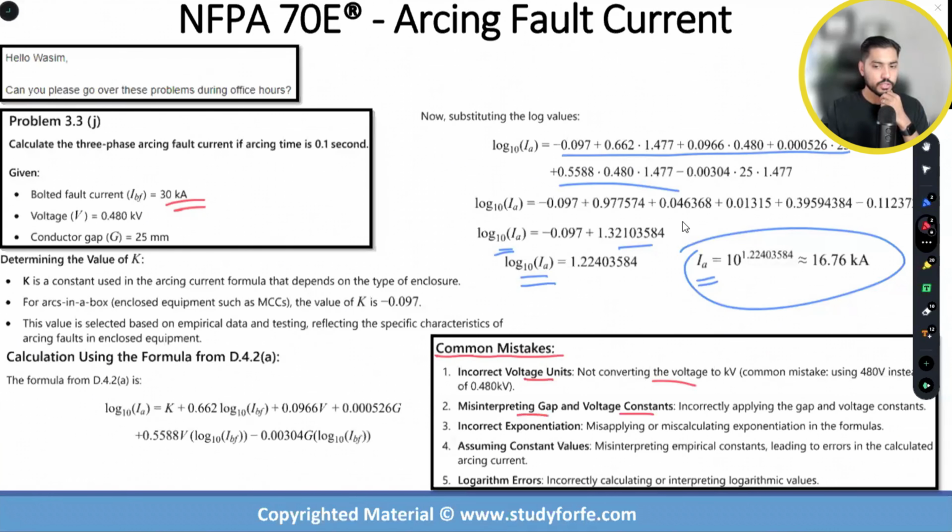Misinterpreting gap and voltage constants. So we have to extract the values for the constants based on the scenario that is given to us. Incorrect exponentiation, right? And logarithmic error. So they basically go hand in hand. When you are applying the exponents, or when you are going from log to exponent, just make sure that you handle it properly. Assuming constant values, misinterpreting empirical constants, leading to errors in calculating arcing current, right? So this is similar to this. Okay, there are multiple ways still where you can go wrong.